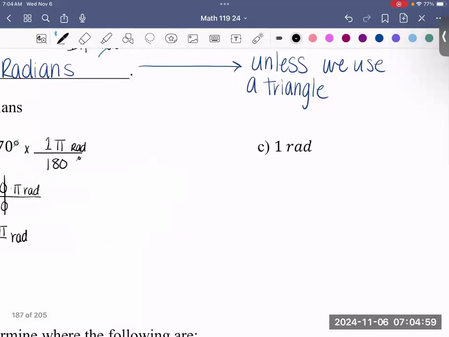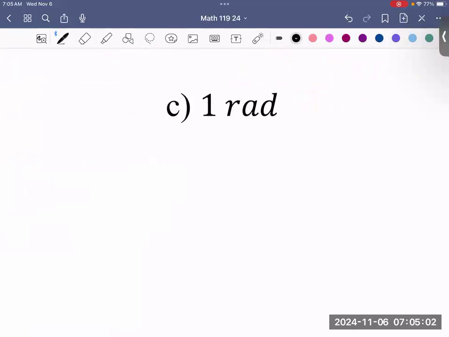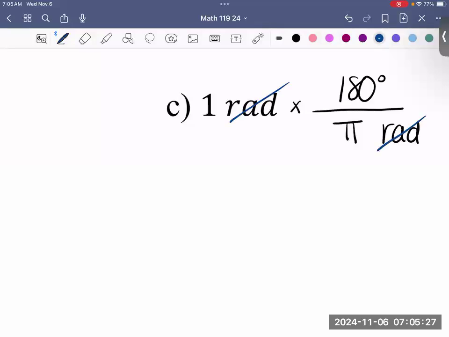Let's do it one more time with 1 radian. So we'll find an exact solution and then an approximated solution. If we have 1 radian, I need my radian down below because it's not the pi that cancels. We get lucky sometimes if the pi cancels, but it's the unit that cancels. So we're looking for pi radians down below and 180 above. So your radians can cancel and we'll get 180 degrees over pi. So this is the exact solution.